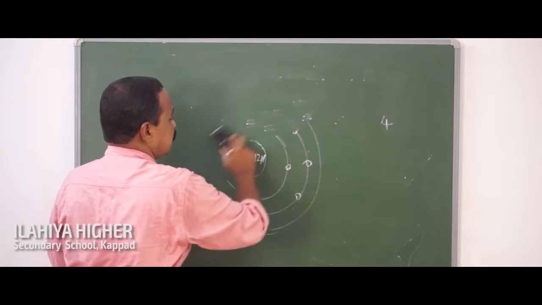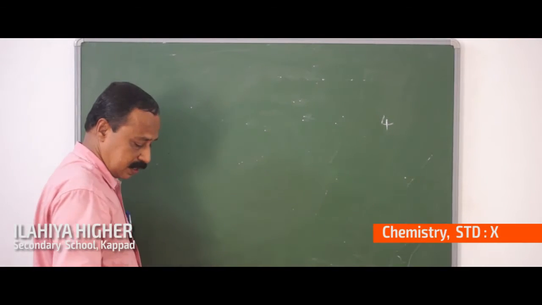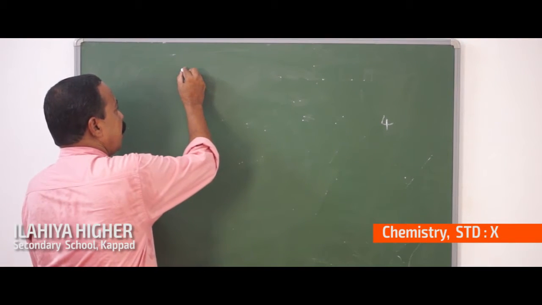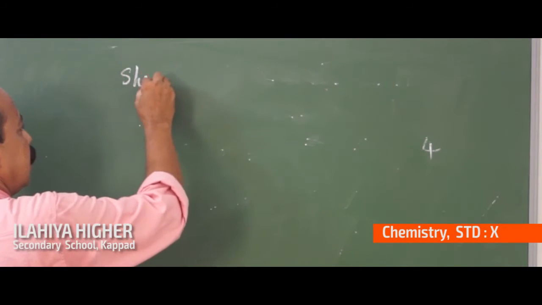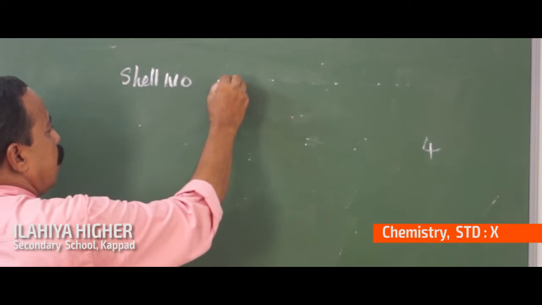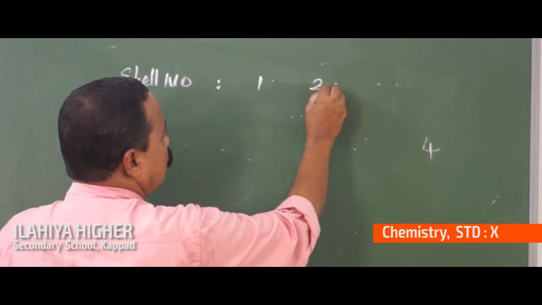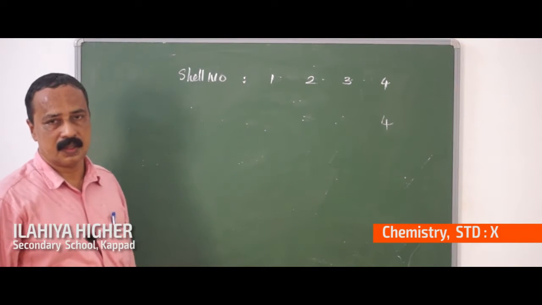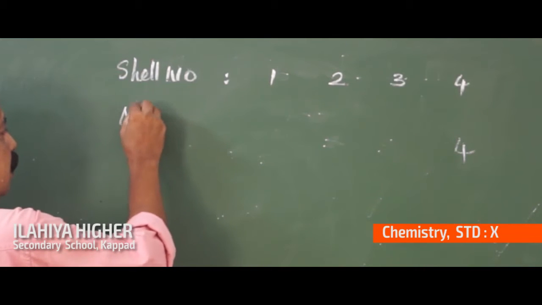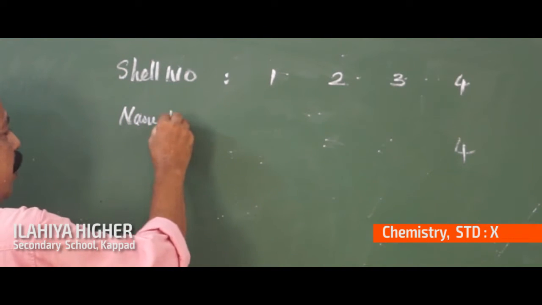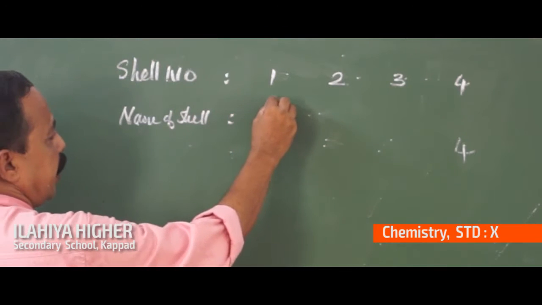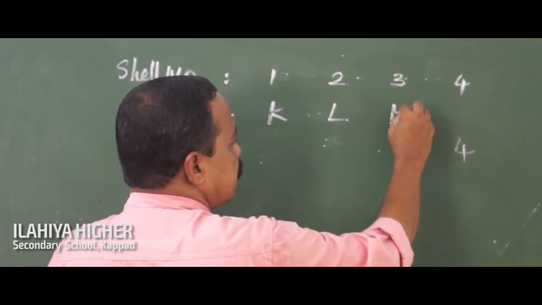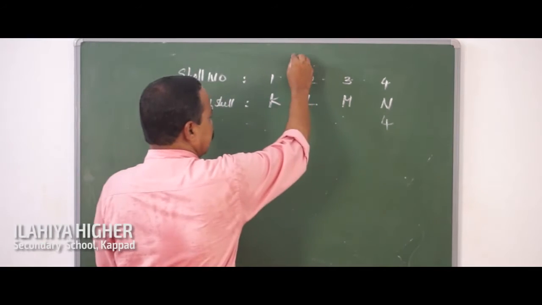Now we can find what are the subshells of shells. K shell, L shell, M shell, etc. Shell number 1, 2, 3, 4. Name of shell: K shell, L shell, M shell, N shell.